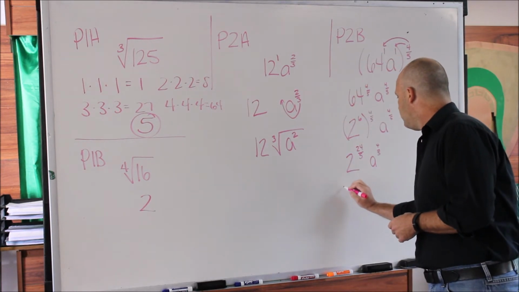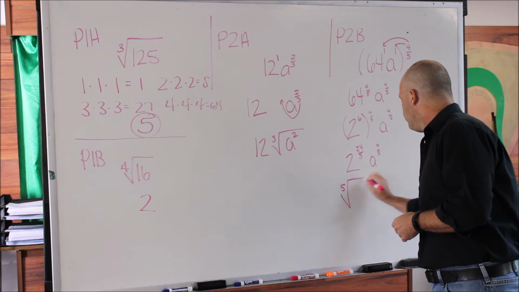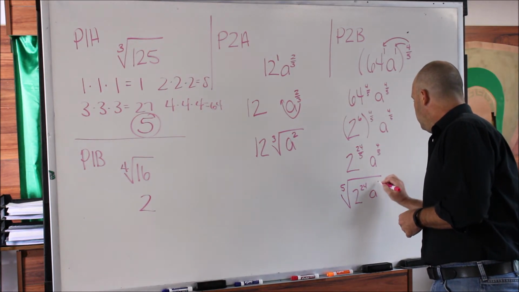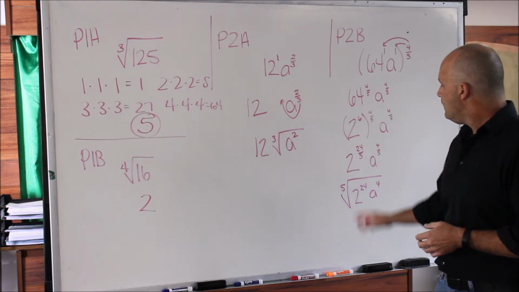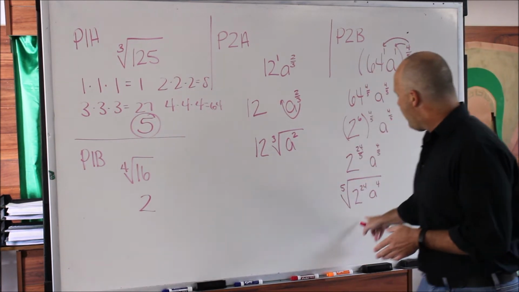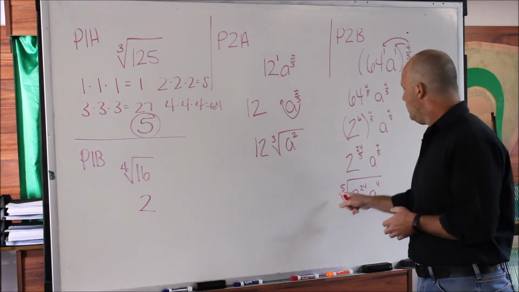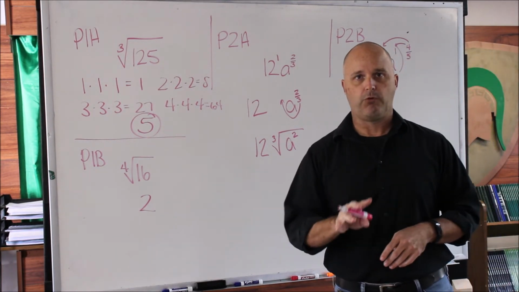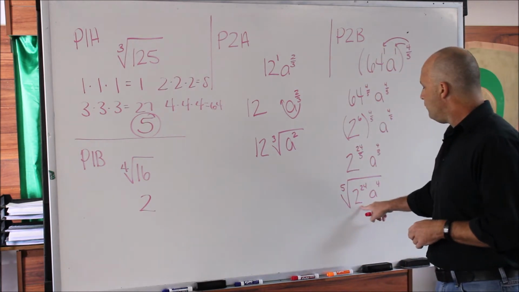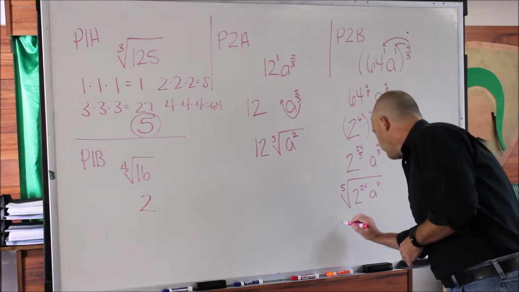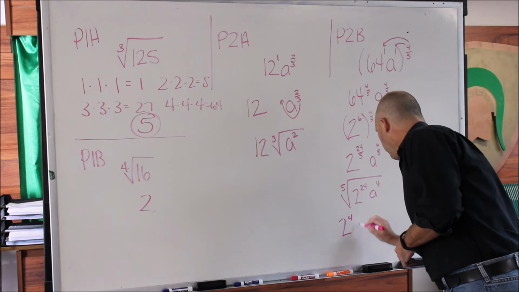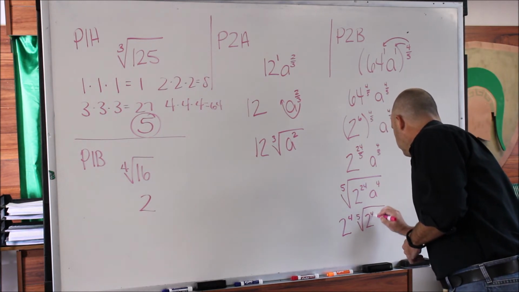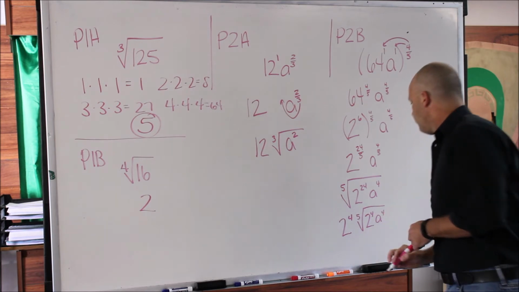And so what we end up with now is the 5th root of 2 to the 24th a to the 4th. Now the next question is how many of these 2's can we take out? Well, we know that 5 goes into 24 4 times with 4 left over. So we can pull 4 2's out of here. So we're going to go 2 to the 4th, 5th root of 2 to the 4th, a to the 4th.